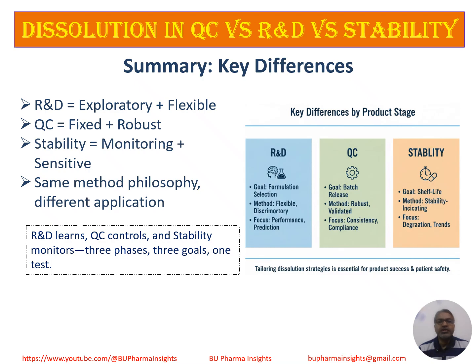Understanding how dissolution evolves across the product life cycle helps analytical chemists design better, more robust methods. Remember the core idea: R&D is exploratory and flexible. It helps to learn. QC is fixed and robust. It helps to control. Stability is monitoring and sensitive. It helps to detect change over time. It's the same dissolution philosophy, but with different applications at each stage.